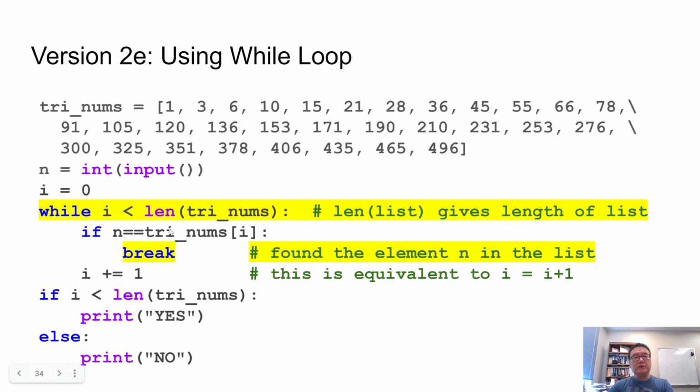The other case is we didn't find the element. Then the loop ends when this condition gets violated. When i is no longer less than the length, and because we keep adding 1, that must mean i is equal to the length. In any case, that will be the else branch, in which case we print no. So this loop variable i, its value tells us when we exit the loop, so we can use that as an indicator of whether we have found the element n in the list or not.